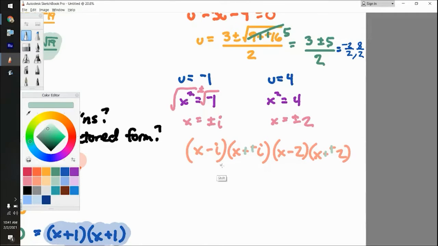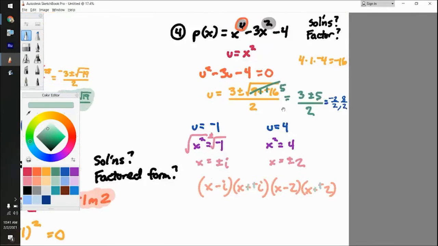If you notice, there are 4 linear factors. It's always going to match whatever the degree is. Always, always, always.